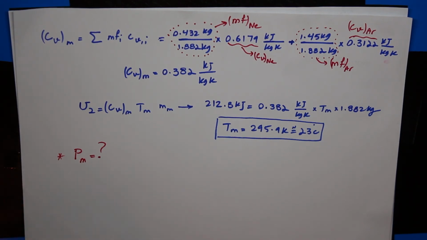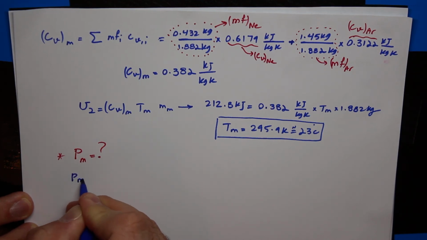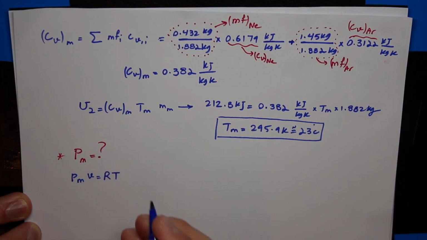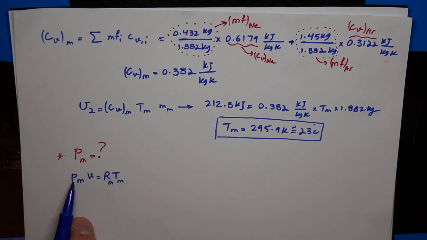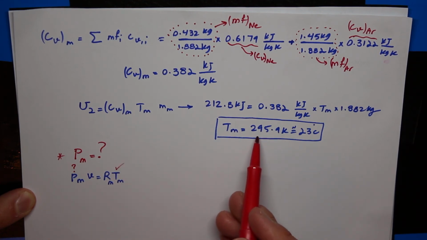Okay, so in order to obtain the pressure of the mixture, I'm going to use the ideal gas law, the equation of state, which says pressure multiplied by specific volume is equal to RT. R is R of the mixture and T is the temperature of the mixture. So once again, this is the pressure of the mixture. This is the specific volume for the entire tank. Rm is the gas constant of the mixture and Tm is the temperature of the mixture. So here, this Pm is the question mark. We already found Tm in the previous step, that is 295.9 Kelvin.